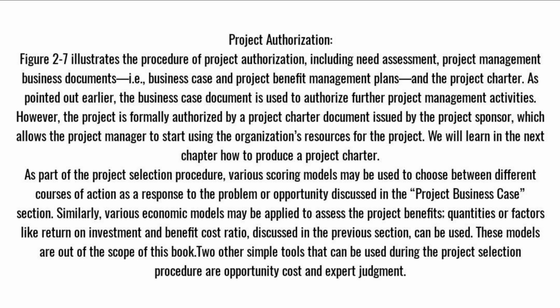As part of the project selection procedure, various scoring models may be used to choose between different courses of action as a response to the problem or opportunity discussed in the project business case section. Similarly, various economic models may be applied to assess the project benefits, quantities or factors like return on investment and benefit cost ratio, discussed in the previous section, can be used. These models are out of the scope of this book. Two other simple tools that can be used during the project selection procedure are opportunity cost and expert judgment.